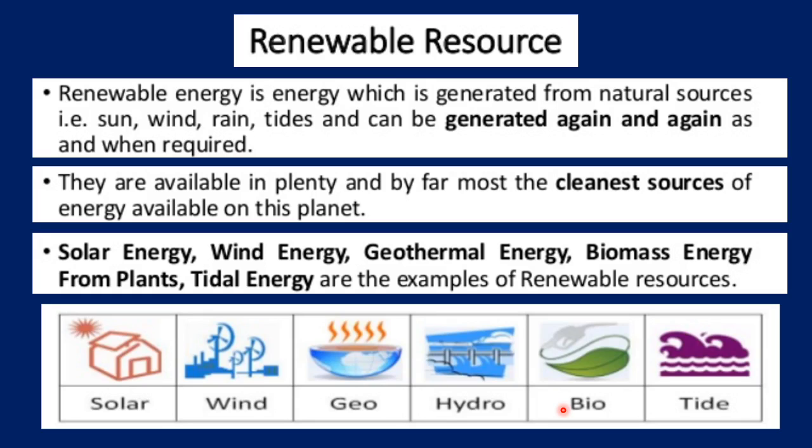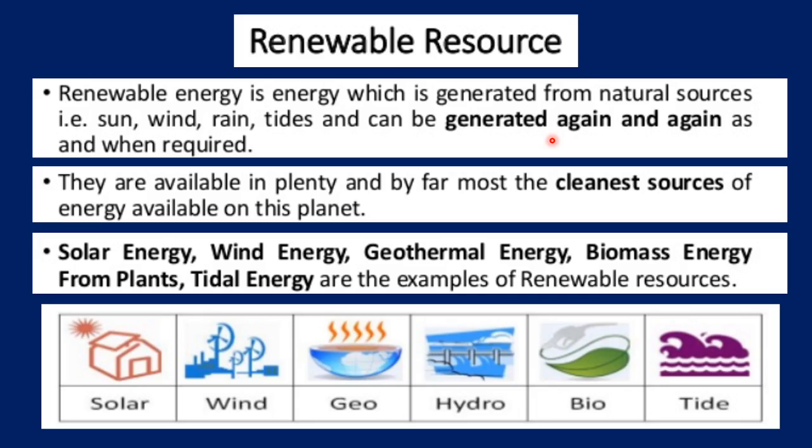Now, the renewable resources. Renewable energy is the energy which is generated from natural sources such as sun, wind, rain, tides, and it can be generated again and again as and when required. So, these are present in nature, but they never get exhausted. For example, sunlight. Except for night time, you can have sunlight literally 24/7 for 365 days of a year. Wind, all the time it is possible.